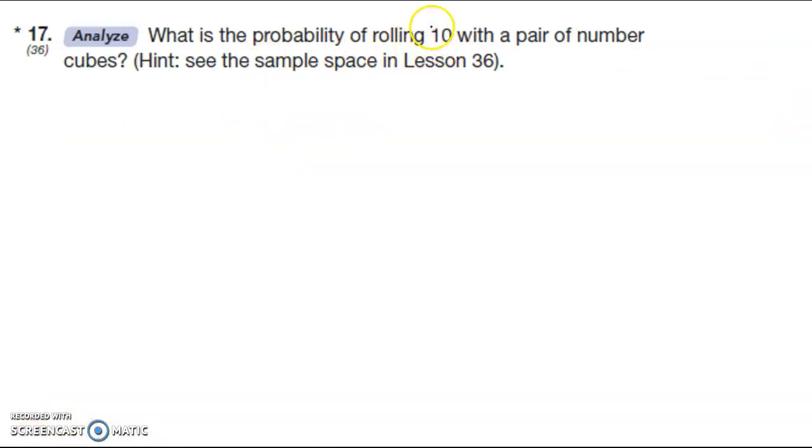Okay, what is the probability of rolling 10 with a pair of cubes? This is a little difficult when you don't have the sample space right in front of you. So let me see if I can do that for us. If you look at the bottom of page 260 in your book, there is a sample space for when you roll 2 dice.